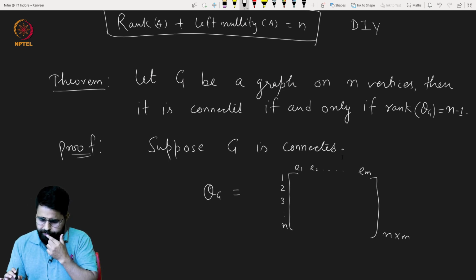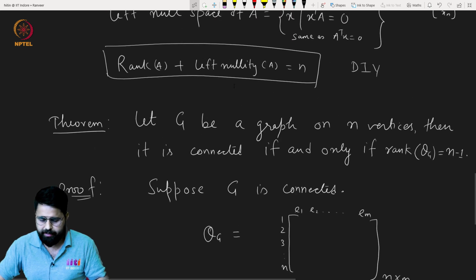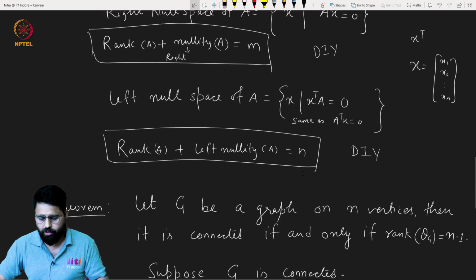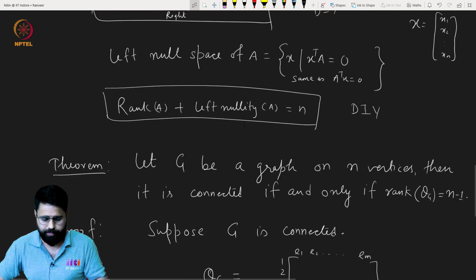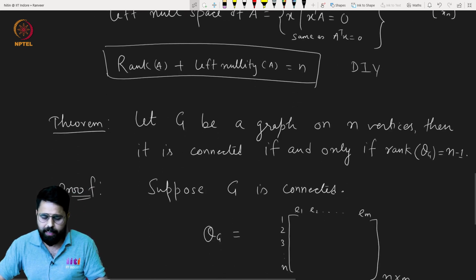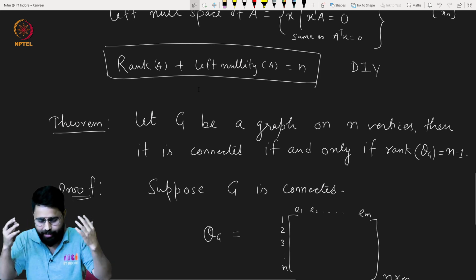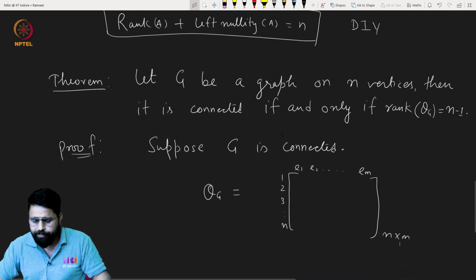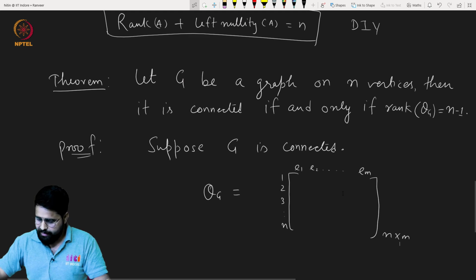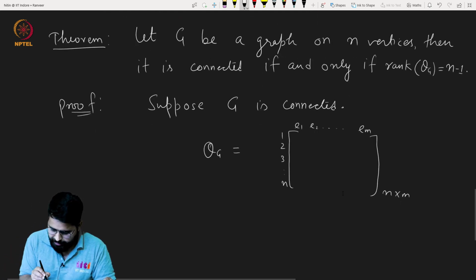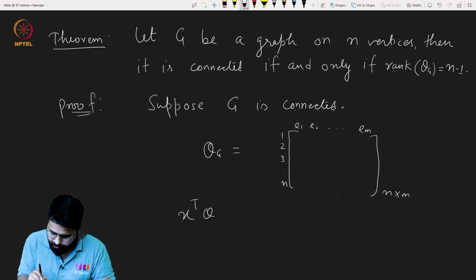So in order to find the rank, I will be using either this equation or this equation. Okay, so let us use this equation. I will try to find what will be in the left null space, or what will be the left nullity of A. In that way I can safely find the rank, because if I know this quantity, I just have to compute n minus it. So n I already know, so in that case I will know what the rank will be. Okay, so let us see what will be in the null space of this.